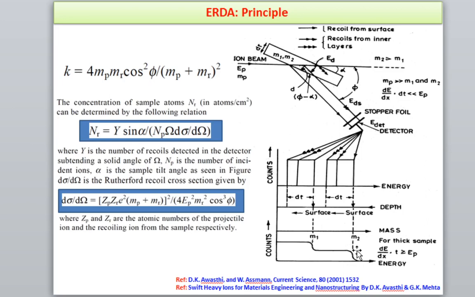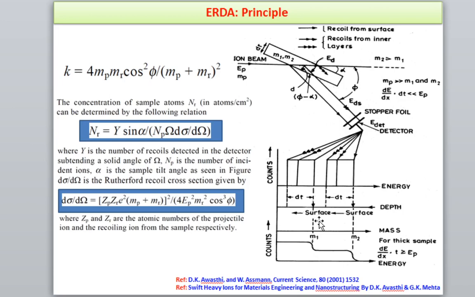So here this is M1, M2, and this is for M1, obviously M2 is greater than M1. If some thickness will be there, there will be energy broadening, obviously an energy width. This energy width is basically due to the thickness of the sample, because the ion will lose its energy to travel this distance, and then again the recoil will lose its energy to travel this distance, so that is why this width will be there.